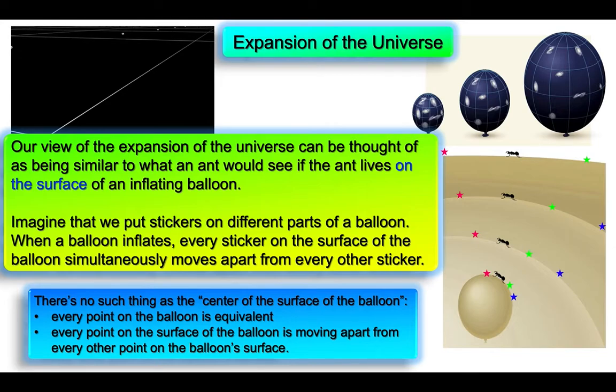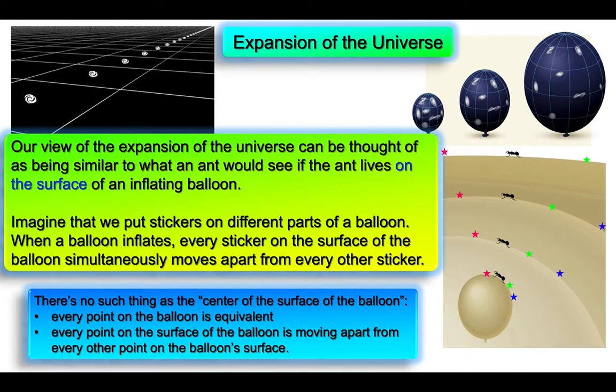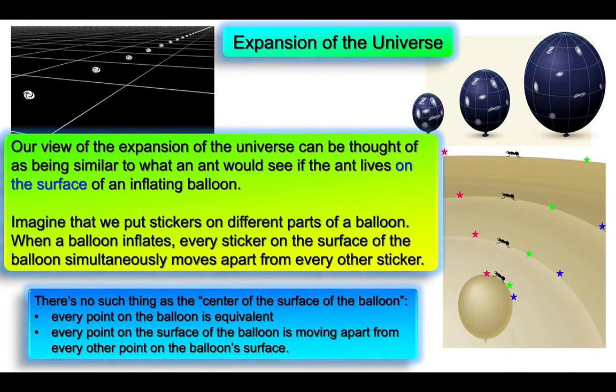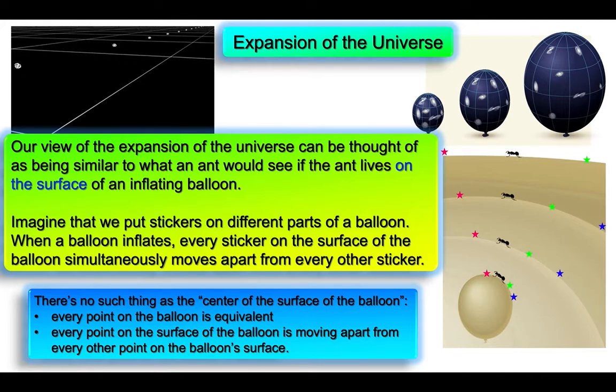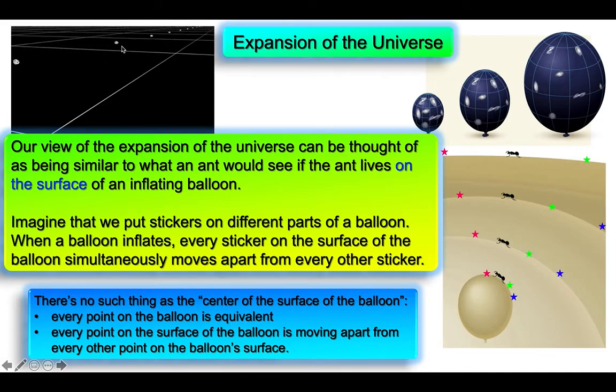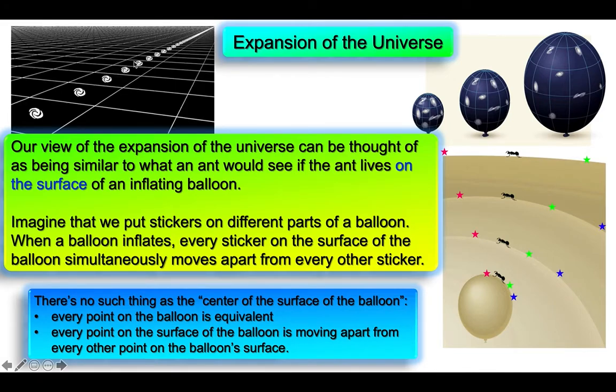So if you're close to an object, you could stay close to that object by your gravitational attraction. You have to be really far away, where there is effectively zero gravitational attraction by that object. Then you will see this effect of being separated from that object as the universe expands.